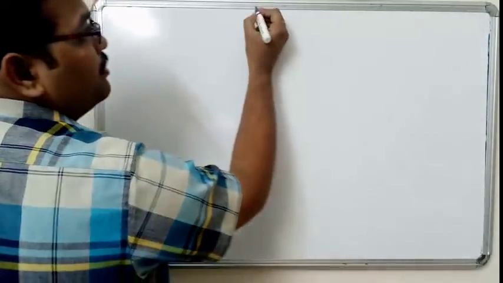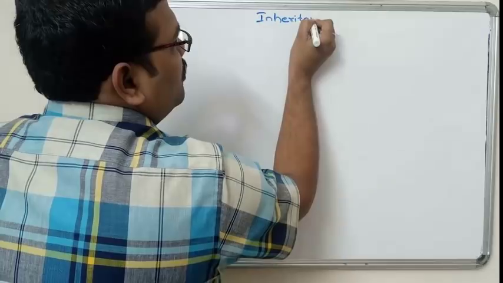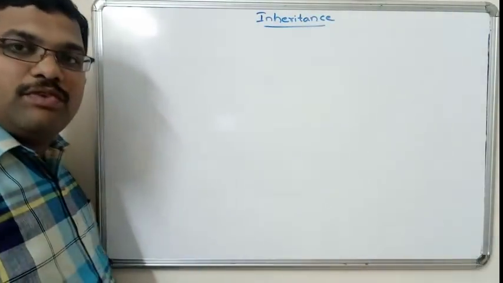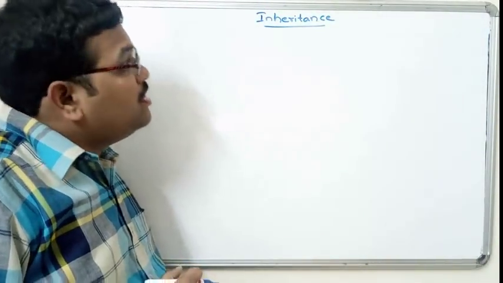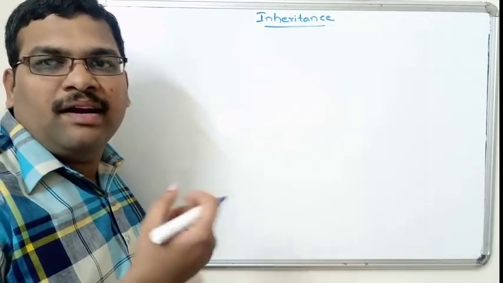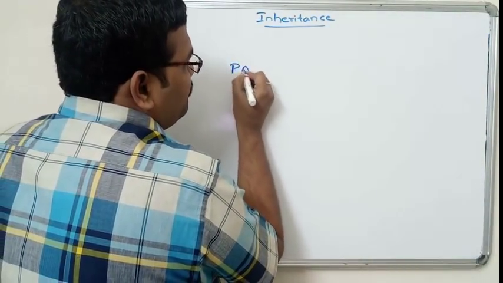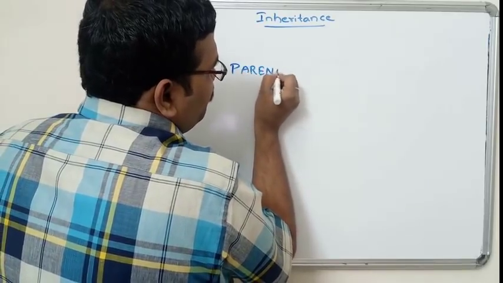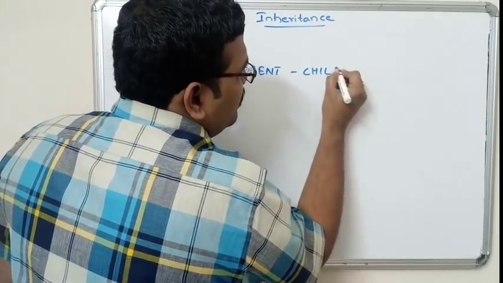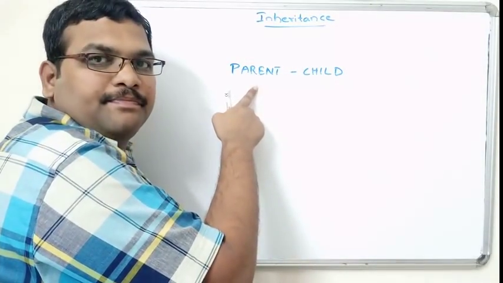So in today's session, let us discuss one more Java concept, that is inheritance. So first of all, what is meant by inheritance? Inheritance means one class acquiring the properties of another class. This can also be called parent-child. That means the child will acquire the properties of a parent, right?